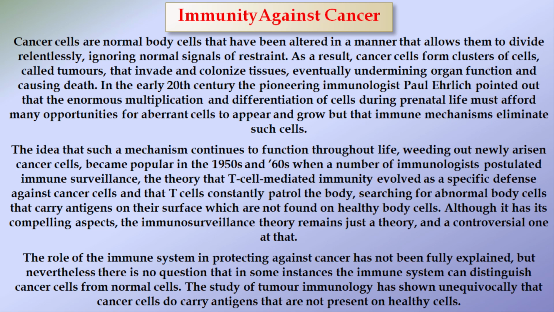In the early 20th century, the pioneering immunologist Paul Ehrlich pointed out that the enormous multiplication and differentiation of cells during prenatal life must afford many opportunities for aberrant cells to appear and grow, but that immune mechanisms eliminate such cells. The idea that such a mechanism continues to function throughout life, weeding out newly arisen cancer cells, became popular in the 1950s and 60s when a number of immunologists postulated immune surveillance.